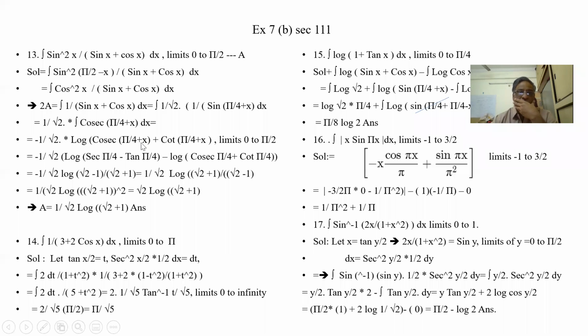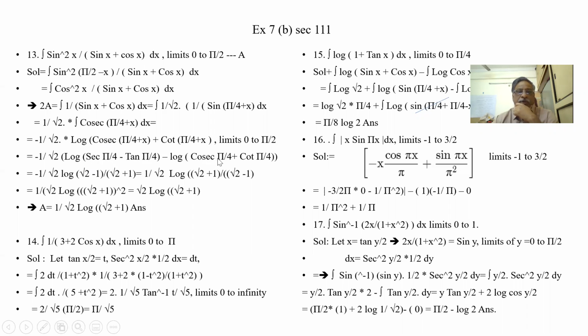So here x is pi by 2, the upper limit. So cosecant of pi by 2 plus x is secant x, because sin of 90 plus x is cos x. Similarly, cot of 90 plus x is minus tan x. So the sine model is important here. So this is the upper limit.